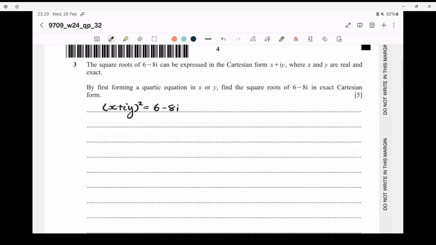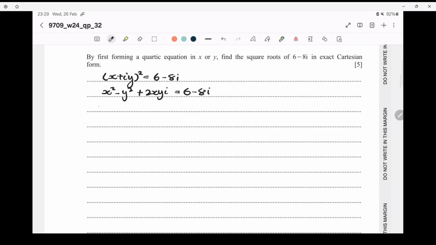So you square the left side, you get x square minus y square. Sorry, not plus, it's a minus. Plus 2xyi equals to 6 minus 8i. So you compare between the real and the imaginary parts.